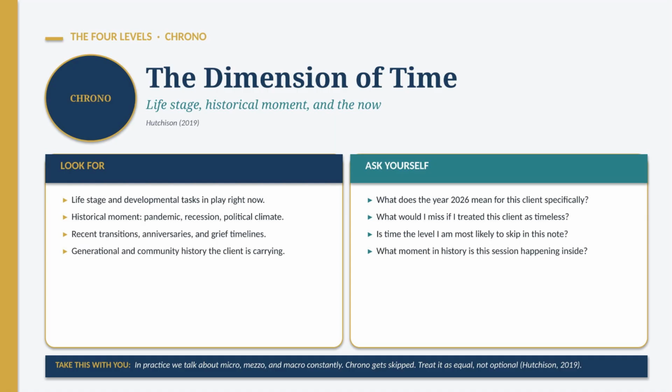And in a lot of cases, it is the level that explains why an intervention that should work is not working. Where is this client in their life cycle? What historical moment are they living through? A 20-year-old today is not a 20-year-old from 2005. A grieving grandparent in 2026 is holding grief that stacks on top of a pandemic. Hutchison, 2019, calls time one of the most underutilized dimensions in social work assessment, and I think she is exactly right. Time is data. Name the moment. It belongs in the chart.